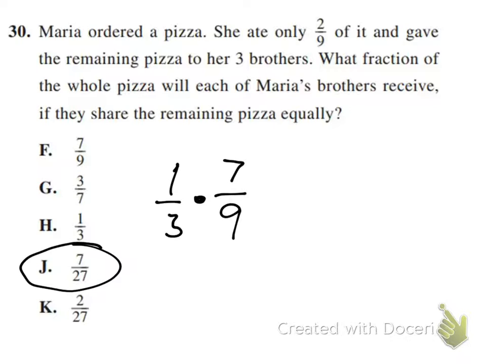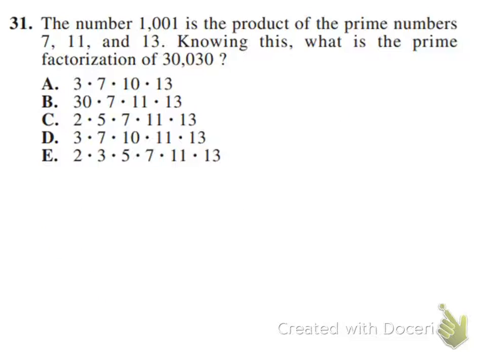So 7 out of 27 is where we are. The number 1001, here's a number theory question. I like these questions. The number 1001 is the product of prime numbers 7, 11, and 13. That means if you multiply 7, 11, and 13 together, you get 1001.